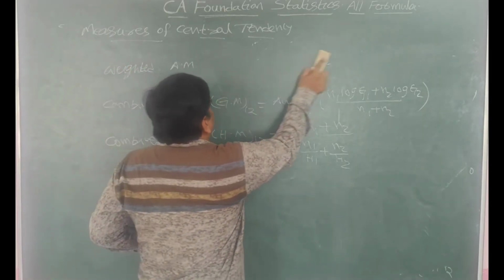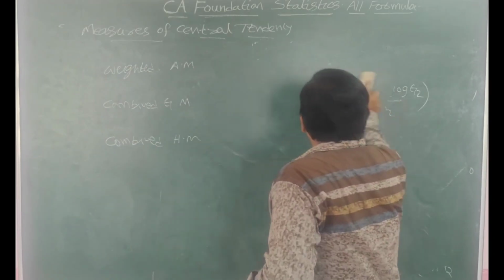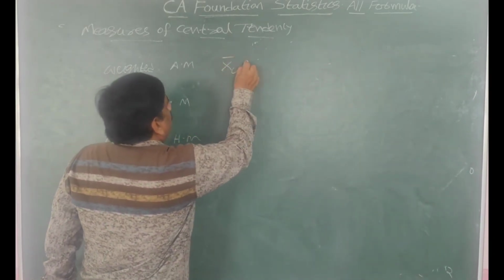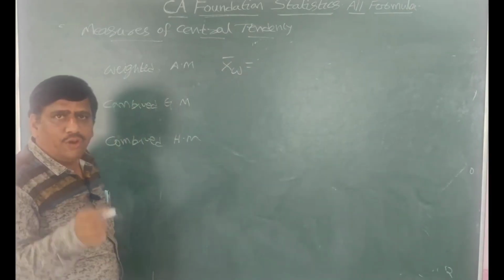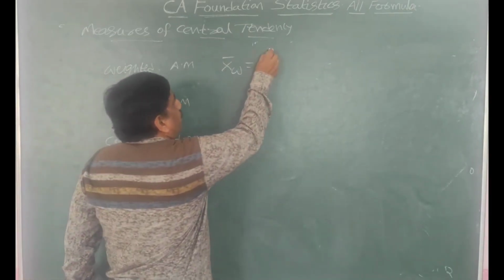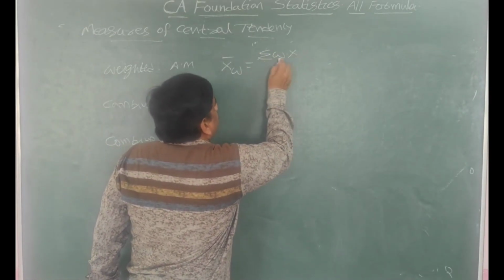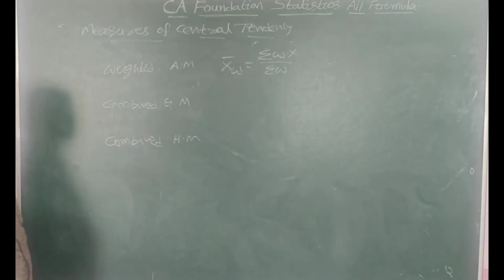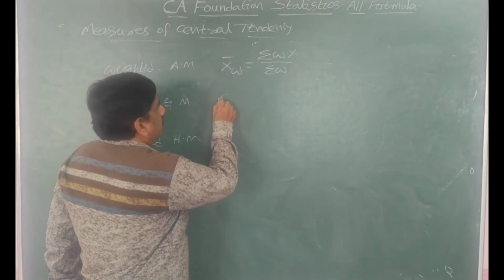Weighted AM is denoted by X̄w, where W is weight. Instead of frequencies, we will have weights, and the formula is summation WX divided by summation W. That is the weighted AM formula.